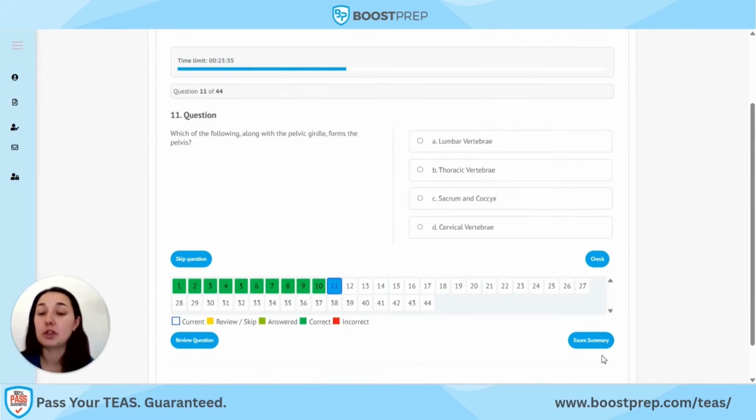Question 11. Which of the following, along with the pelvic girdle, forms the pelvis? A. Lumbar vertebrae. B. Thoracic vertebrae. C. Sacrum and coccyx. D. Cervical vertebrae.